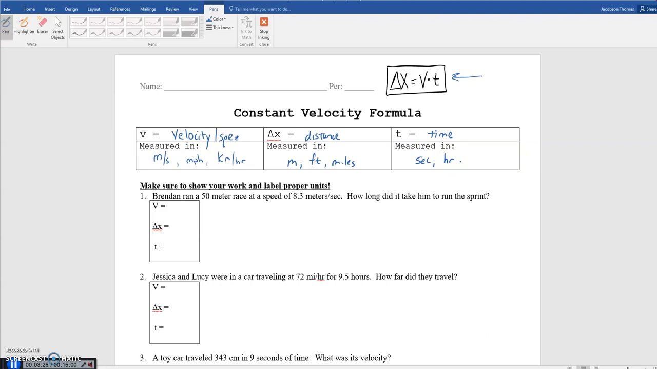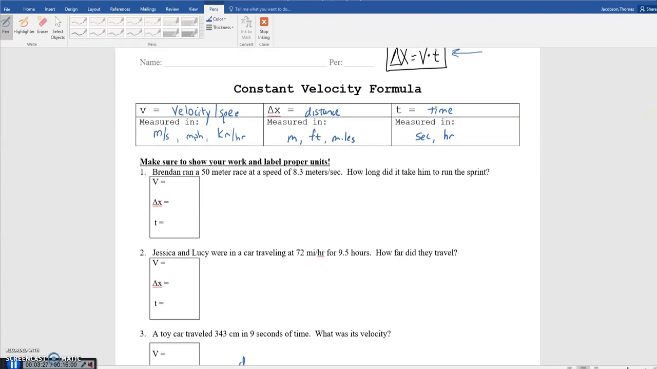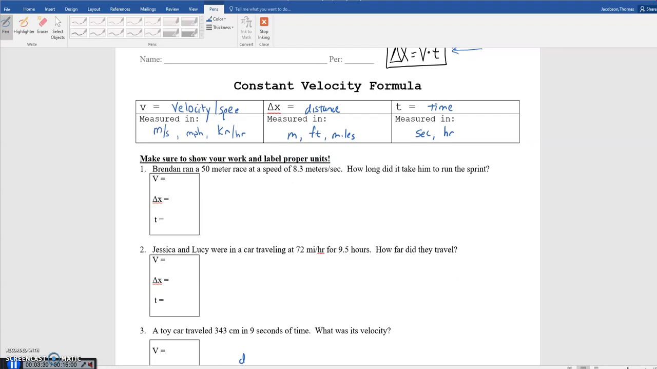All right, so these problems are going to be really easy. It's just plug numbers in, go to your calculator, and solve. I'm going to show you how to write out your givens and get an answer with the correct unit. So it says Brennan runs a 50-meter race at 8.3 meters per second. How long did it take him to run that sprint?